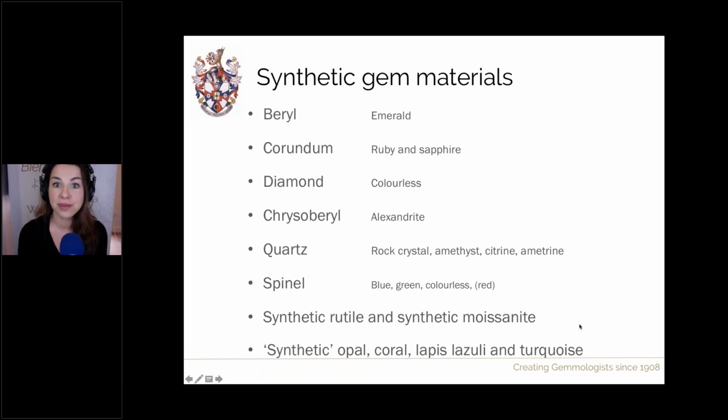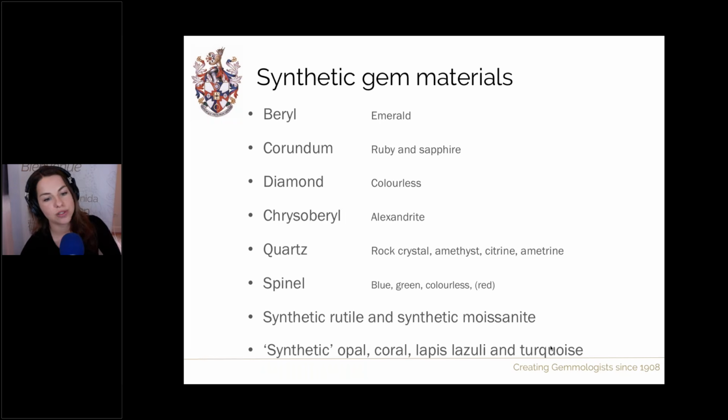Some more materials to mention are synthetic opals, corals, lapis lazuli, and turquoise. Depending on which association you talk to, some people class these as synthetics, some people don't, because there are some additional reagents in their structure, which technically don't make them true synthetics, and also a slight difference in structure. So these are sometimes thought of as synthetics, sometimes not. But I thought I better put them in there so I'm not ignoring them completely.